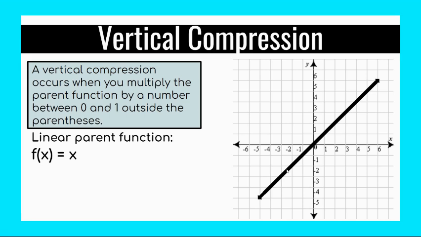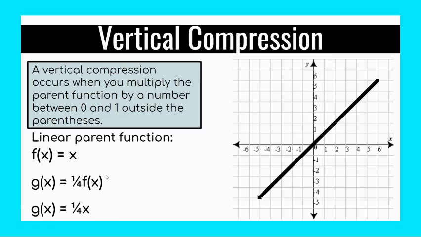Remember, vertical is always outside of the parentheses. But I'm multiplying by a fraction or a decimal, something between 0 and 1. Well, I said 1/4 times f of x. We talked about it in the previous examples. F of x is just equal to x. I plug in x, and so I get 1/4 x.